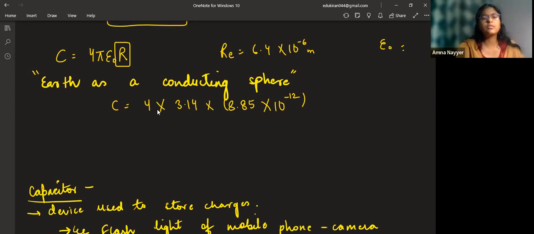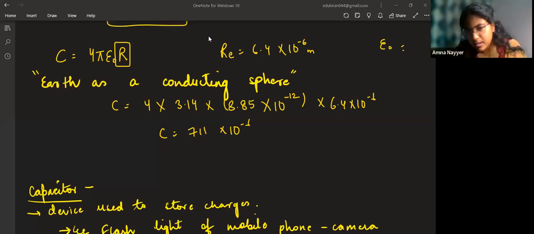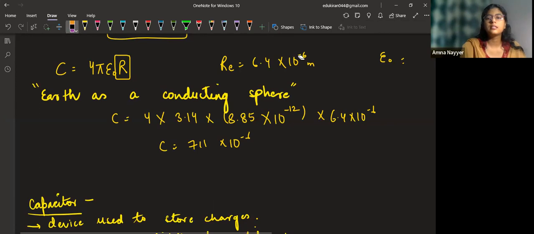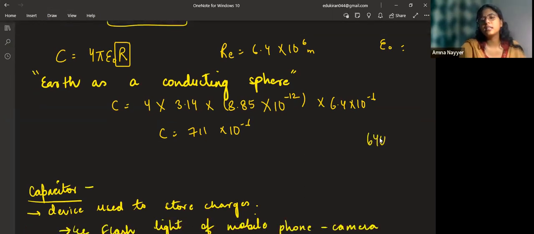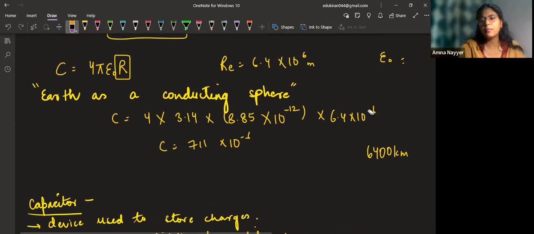All right, multiply. So 4 pi epsilon naught R. What is the radius of Earth? 6.4 into 10 to the power 6. When you solve this, you will get 711 into 10 to the power minus something. Yes, Chavez? The radius is 6.4 into 10 raised to 6, right? It's written in kilometers, 6,400 kilometers is the radius of Earth, so I'll write it in meters. This will be positive.